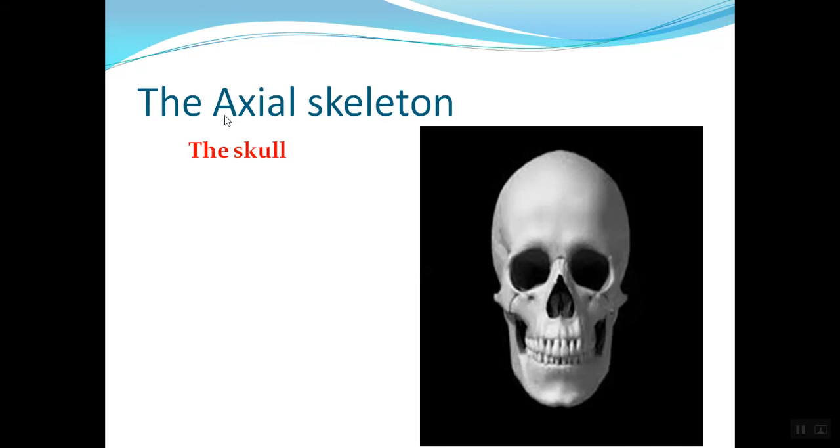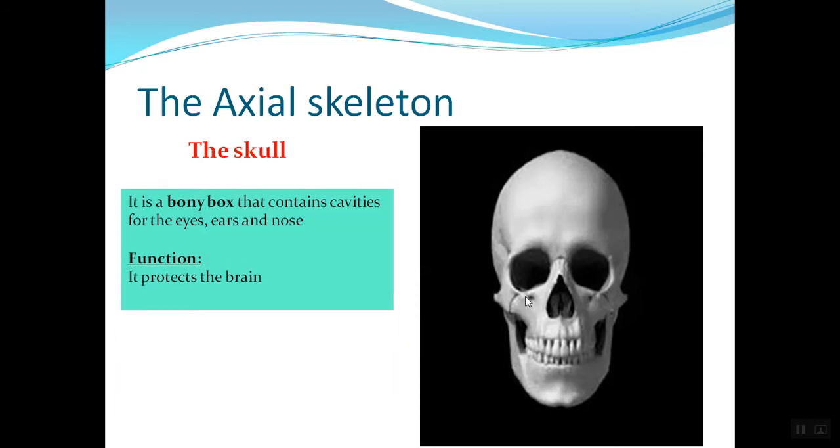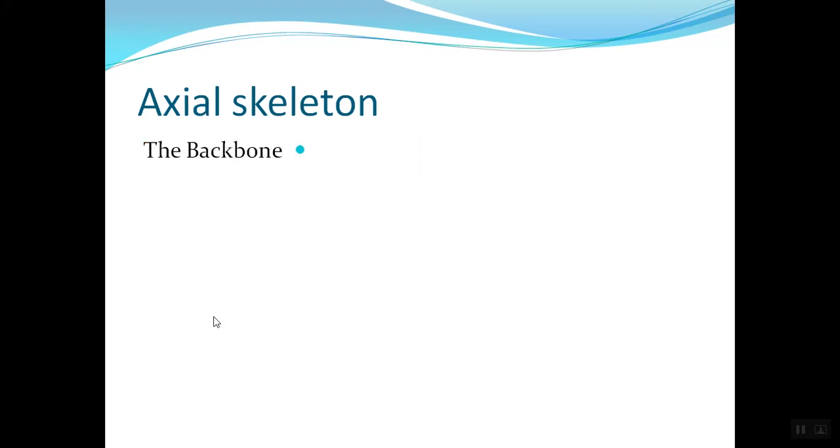First, in the axial skeleton is the skull. The skull is a bony box that contains cavities for the eyes, nose, and mouth. The skull is important as it protects your brain. After that, the backbone.